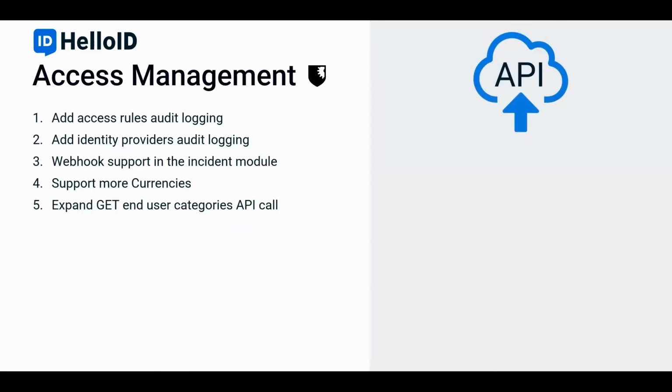The last item we added is the extension to the Get End User Categories API call. The Get End User Categories API call is now returning the admin categories a user is assigned to as well, meaning it's no longer necessary to do a separate API call to get the admin categories. For more information about this, please check the API documentation on docs.helloid.com. Let's continue on to the demo of the newly added features.